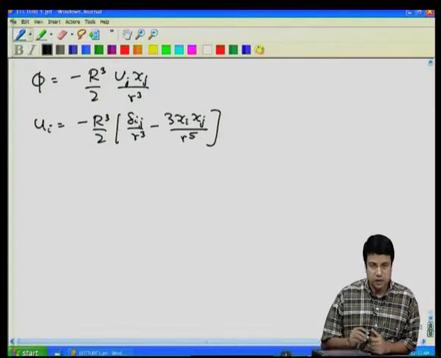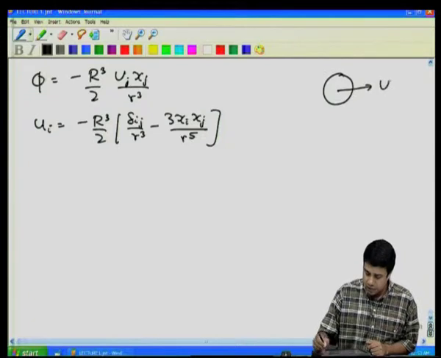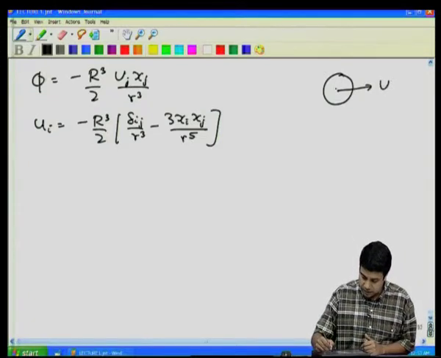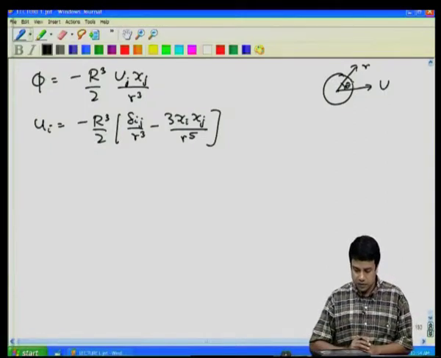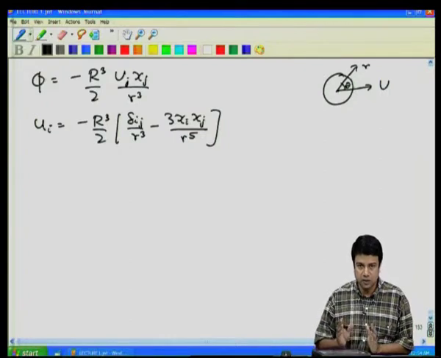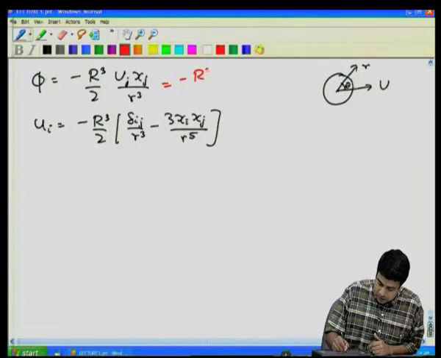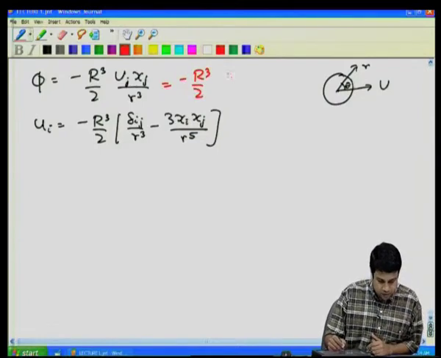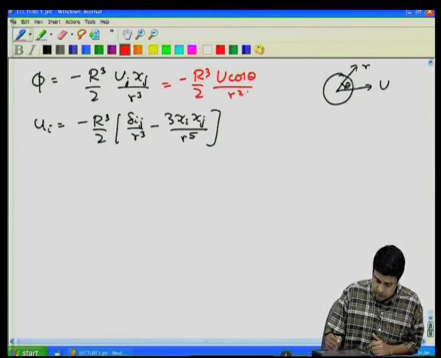This can be written quite easily in the r, theta coordinate system. If I take U as the axis, this is r and this angle is theta. U_j times x_j is just U r cos theta, because U dot x is equal to U times r times the cos of the angle between the two. So this just becomes equal to minus R cubed by 2 U cos theta by r squared.